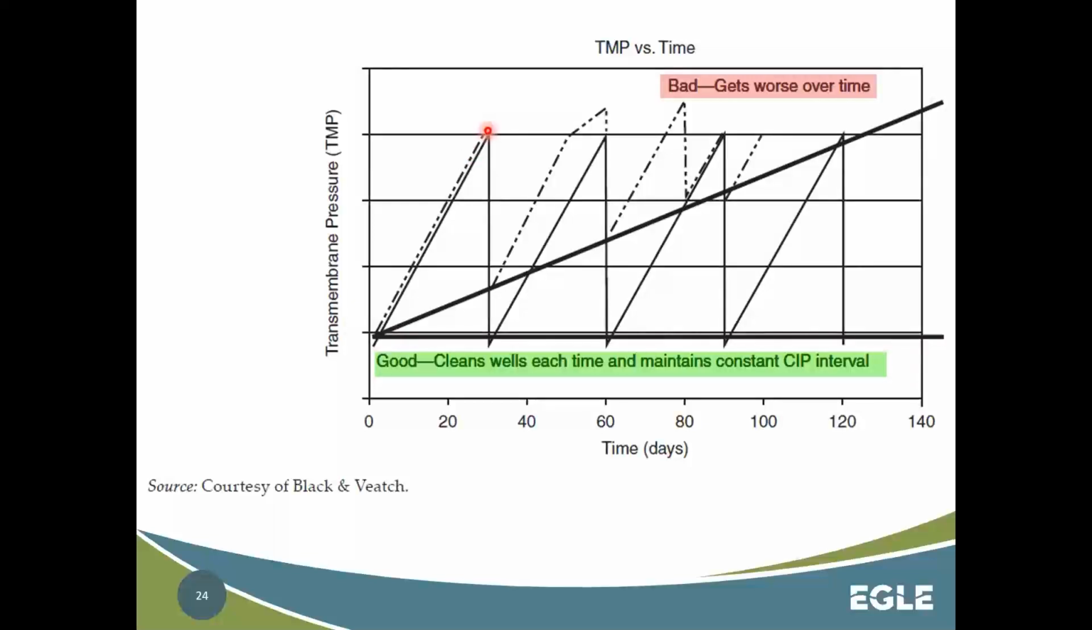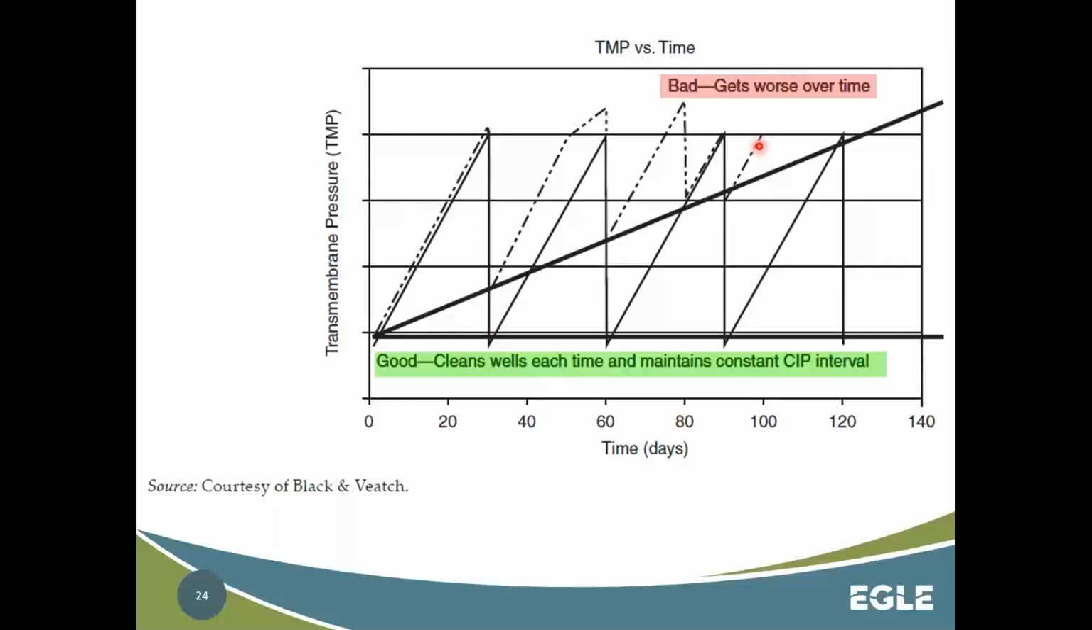Then they do a clean in place and it improves. But with this bad one, notice it didn't improve all the way down to the original. It only got to here. So there was some permanent fouling that occurred there. And then they go down their next cycle until their next CIP. And they do their CIP and they're even further from the original. And you can see in time, you've now permanently fouled that membrane, and it's expensive to replace all those membranes.